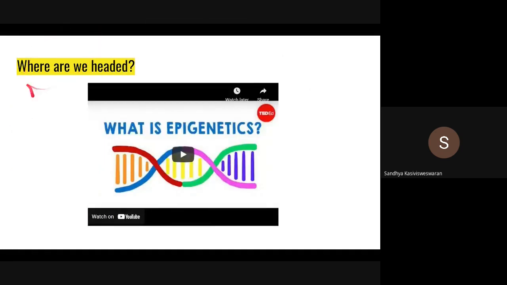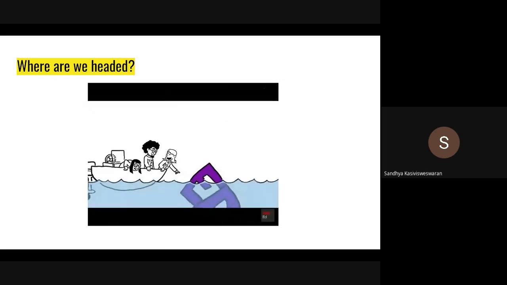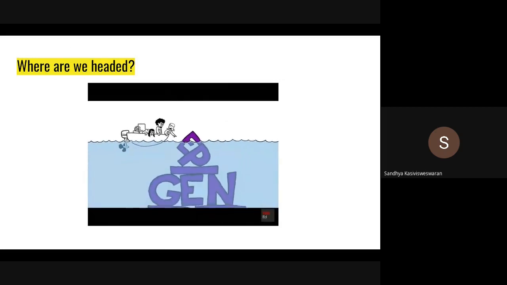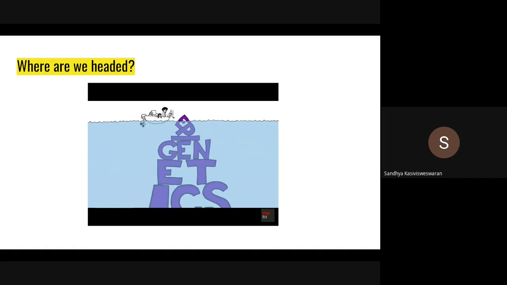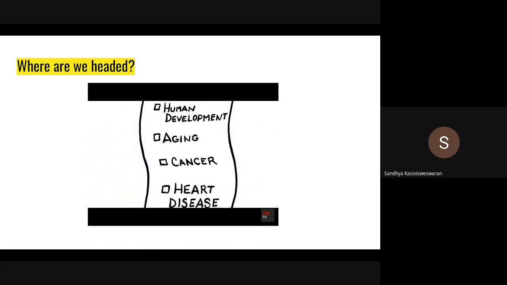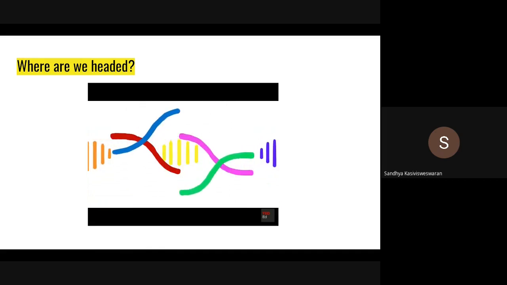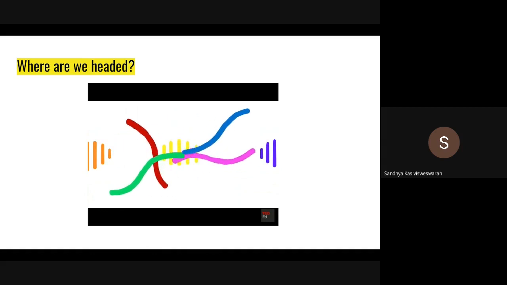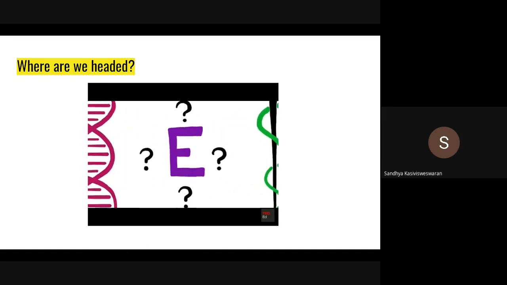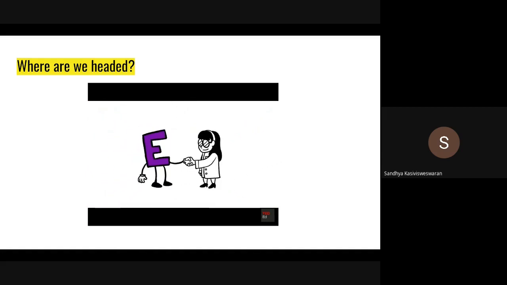So, this is a small video about epigenetics and where we're headed. It's an exciting time to be studying this. Scientists are just beginning to understand how epigenetics could explain mechanisms of human development and aging, as well as the origins of cancer, heart disease, mental illness, addiction, and many other conditions. Meanwhile, new genome editing techniques are making it much easier to identify which epigenetic changes really matter for health and disease. Once we understand how our epigenome influences us, we might be able to influence it too.